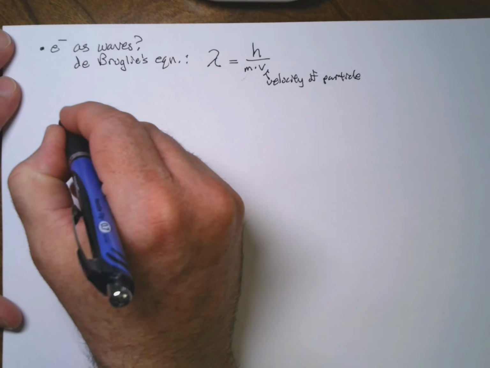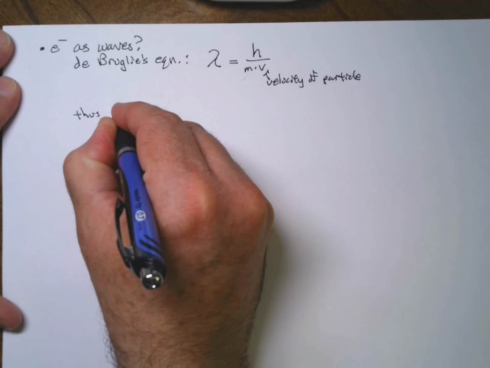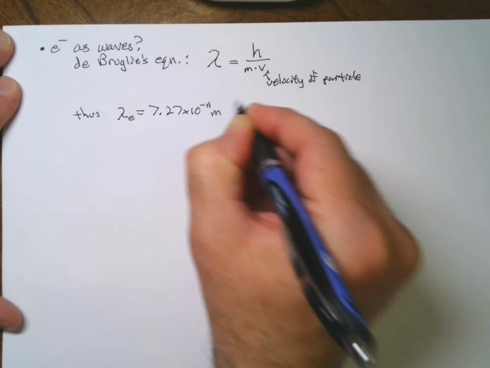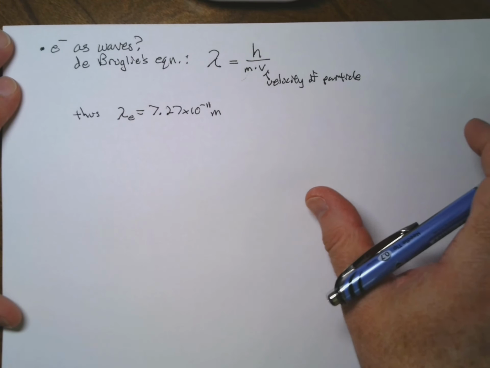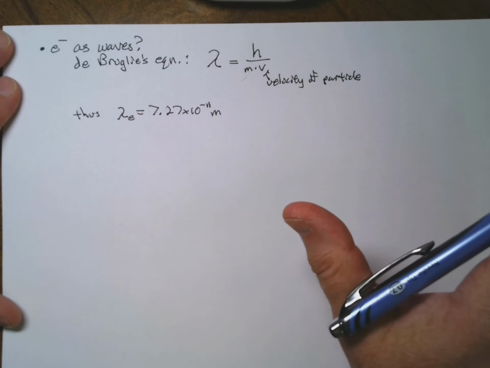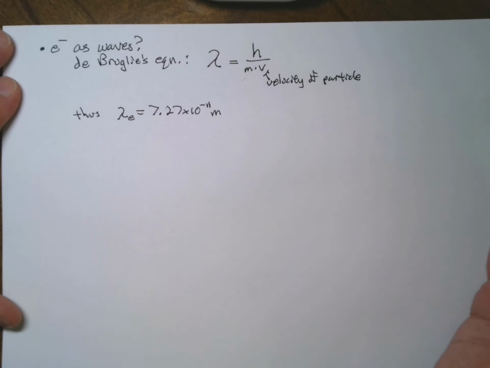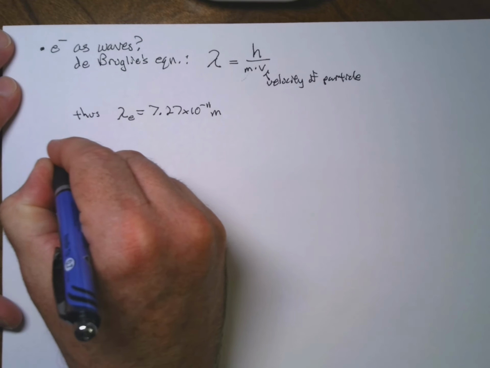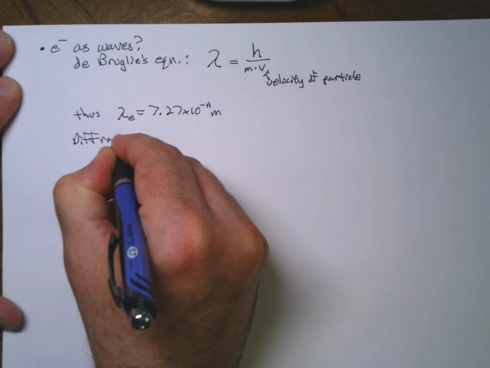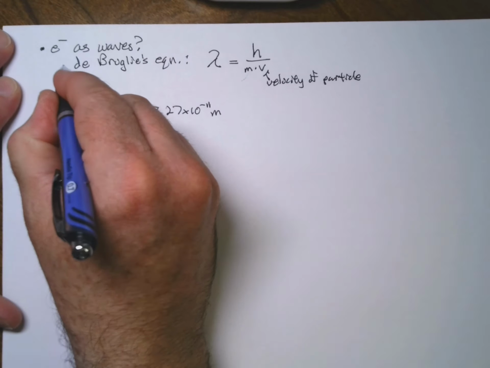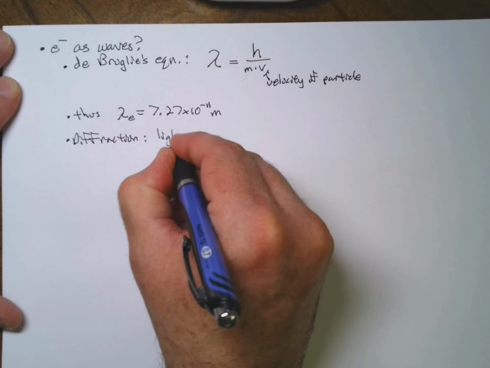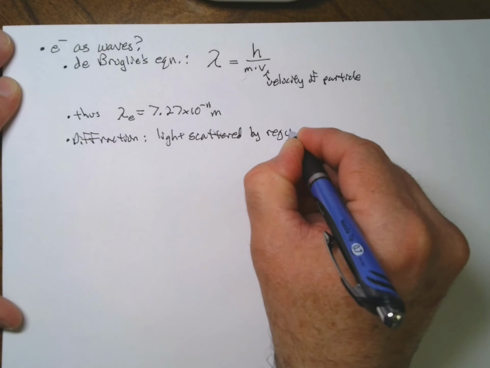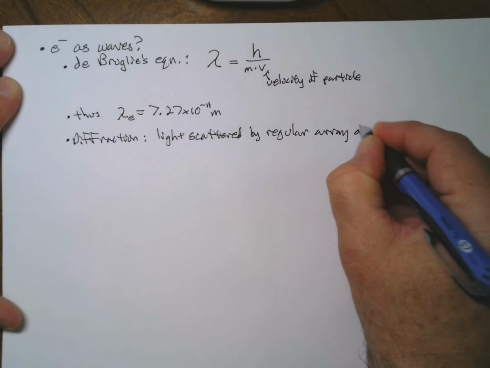So, by de Broglie's equation, the wavelength of an electron is 7.27 times 10 to the minus 11 meters, which is on the same order as the spacing between atoms in crystal structures or in compounds, whether they're covalent or ionic. So we can have something called diffraction, which is light that's scattered by a regular array of points or lines.